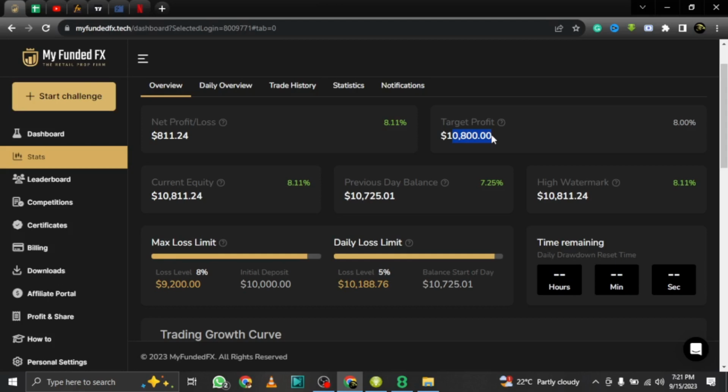So guys, the plan is to use the profits from this account to get a bigger account, maybe a 100K account or a 200K account. All right guys, so this is what I wanted to show you.